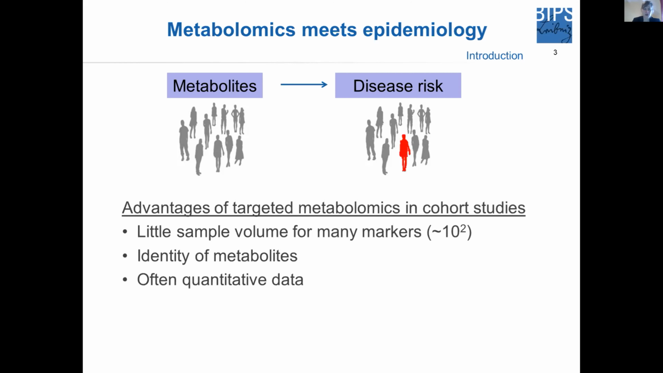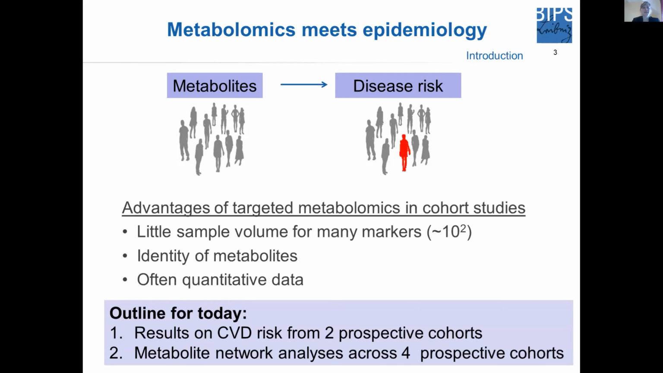So what do I want to talk about today? I decided I want to go a little bit more into detail and also talk about the study designs and the methods that we use. And then I want to present to you today results from two studies. One is concerned with the risk of cardiovascular disease. This was done in two prospective cohorts. And the other one is concerned with some network analysis, and we did this in four prospective cohorts in Germany.